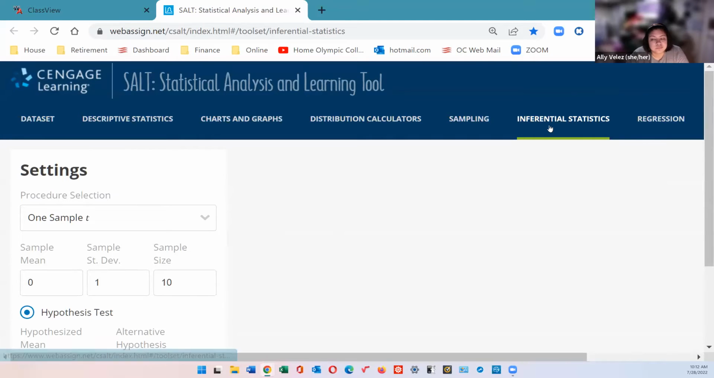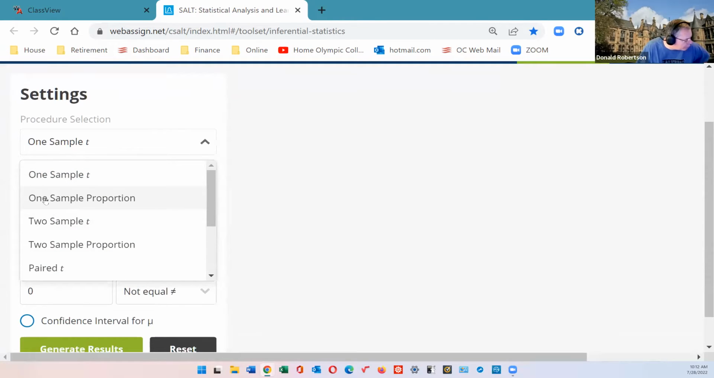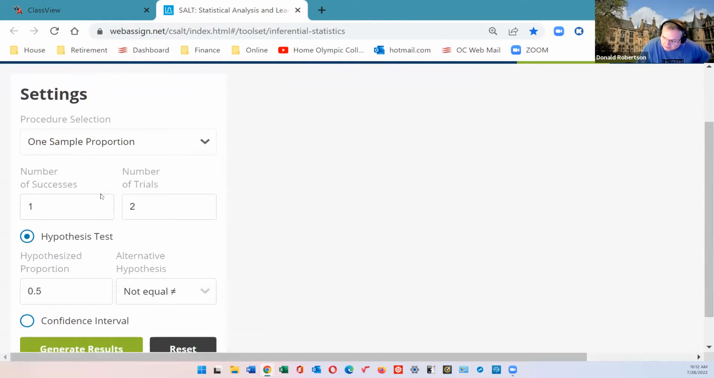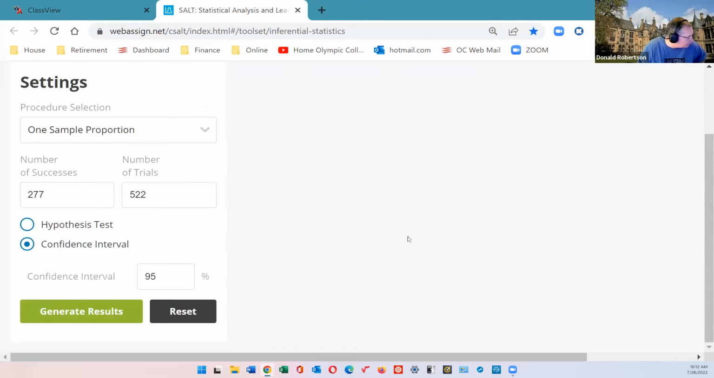Yes. Okay, so inferential statistics. Pick a 1 sample proportion. Now, they've got the number of successes and the number of trials. The number of successes just means how many people said yes. 277 said yes, I'm an introvert, out of a total of 522. Yeses out of total.